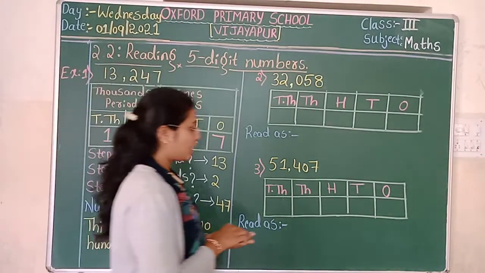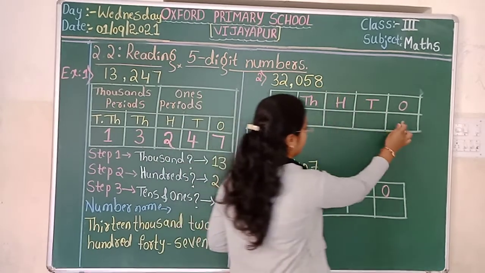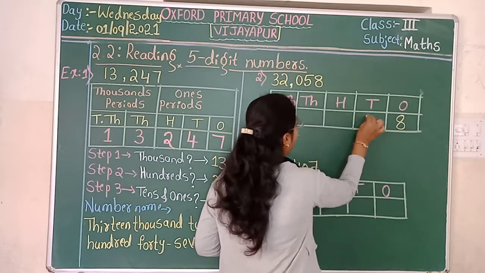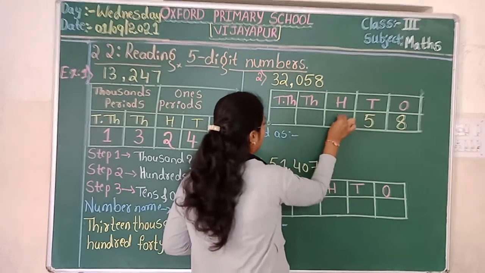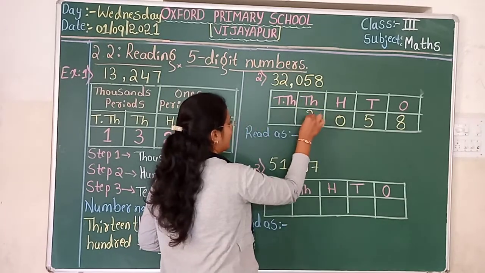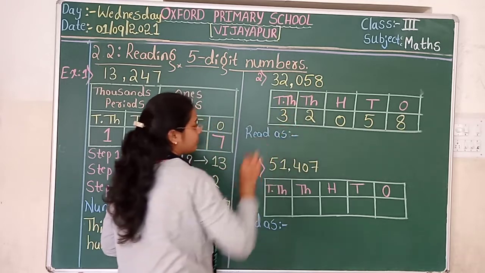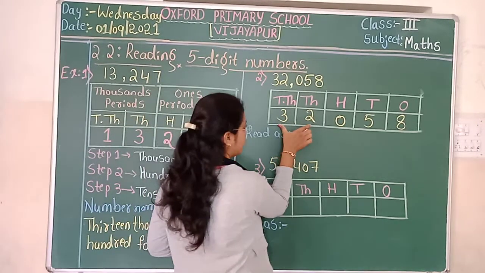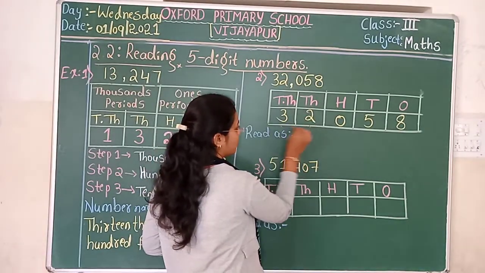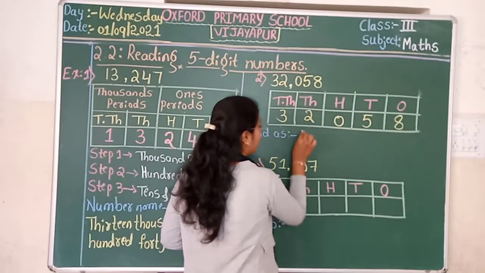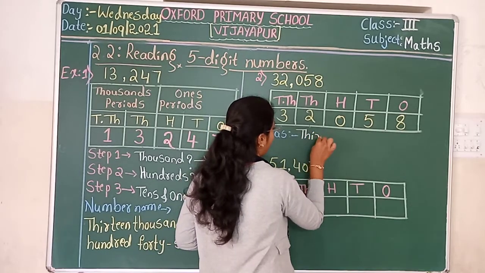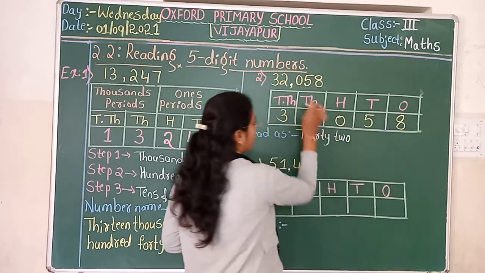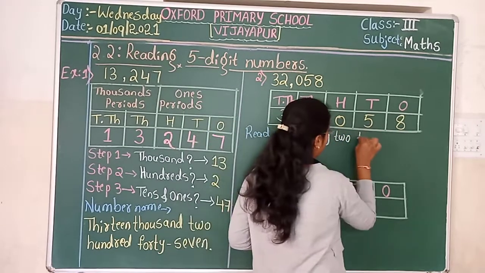Going to question number 2. First we will replace in the place value chart. We are having digit 2 in the ones, digit 5 in the tens, 0 in the 100, 2 in the 1000, 3 in the 10,000 period. Separately we have to write. First thousands we have to write. How many thousand we are having? 32. Thirty-two what we are having? 1000.